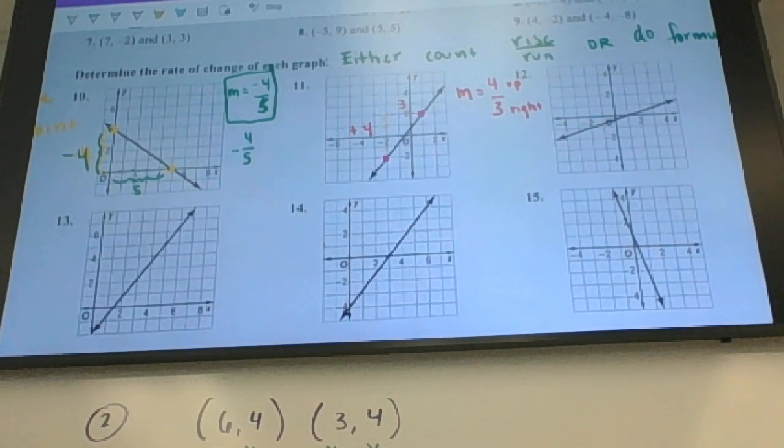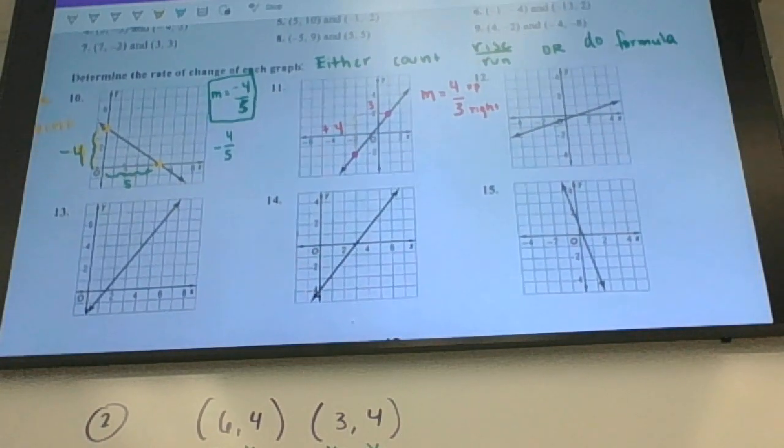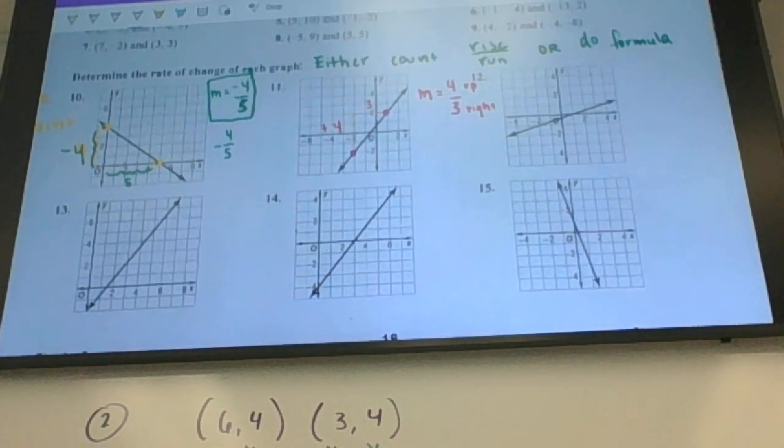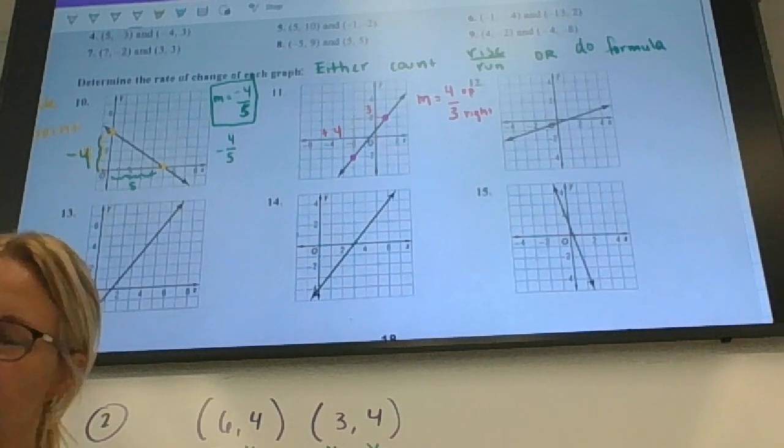Any questions? So I just want you to finish this, just page 18 here. You don't have to do the other side. Anything not done in class is homework.